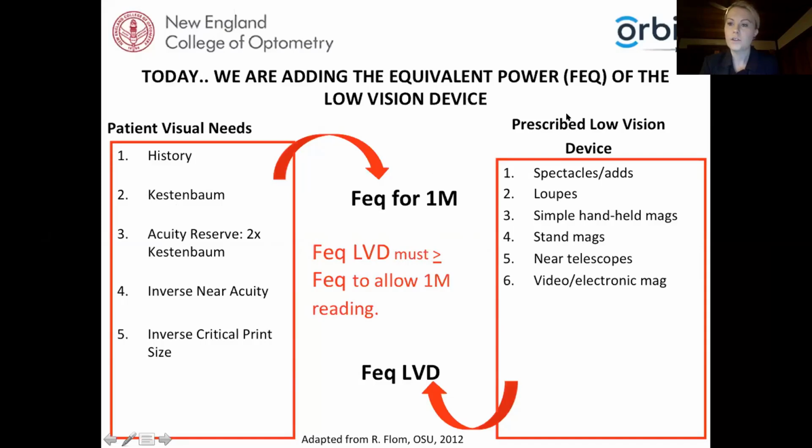Today, we're going to look at the other side of the column here and talk about the equivalent power of the prescribed low vision device, whether that's spectacles, loupes, simple handheld magnifiers, stand magnifiers, a near telescope system, or an electronic system. And ultimately, the equivalent power of the low vision device must be generally slightly greater than or equal to your measurement that you came up with as your estimate in order for that to be successful for the patient.